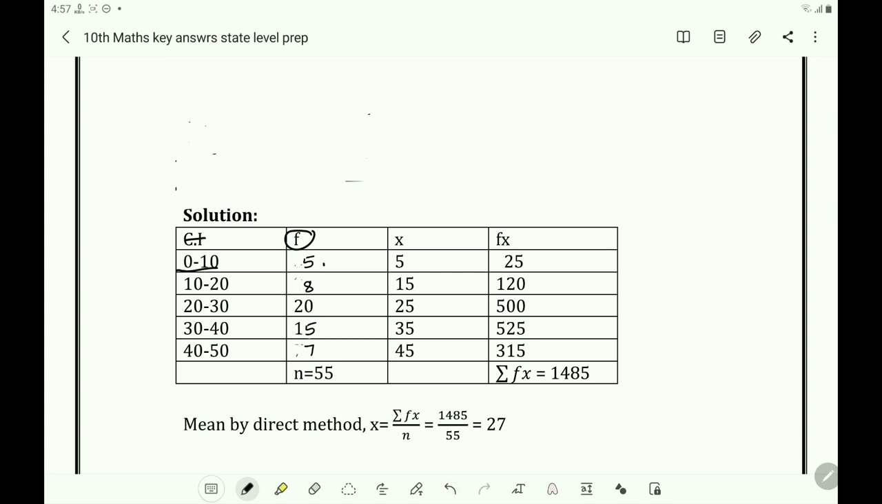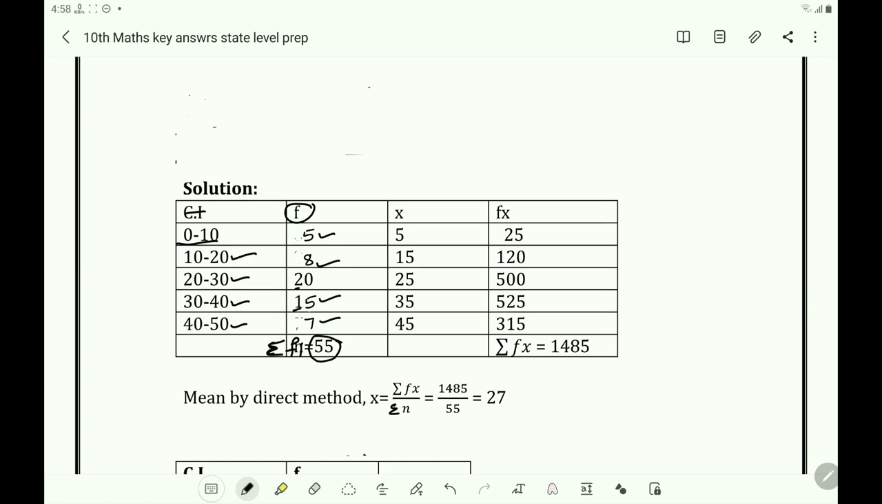Here you write 0 to 10, 5; 10 to 20, 8; 20 to 30, 20; 30 to 40, 15; 40 to 50, 7, and find the sum of all frequencies, sigma fi. 5 plus 8, 13, 13 plus 20, 33, 33 plus 15, 48, 48 plus 7, 55. So, the sum of all the frequencies is 55, which is equal to summation of fi. That is also what you can consider n.